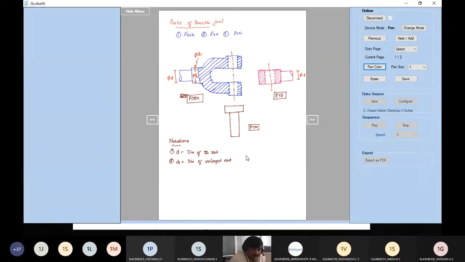Now D1 is the diameter of the enlarged end, or enlarged diameter, at the rod end. It is an enlarged diameter, especially in the case of the fork, or it can be in the case of the eye. We call this D1.